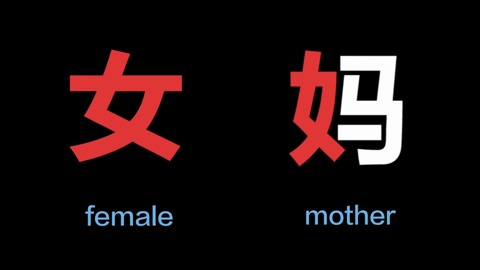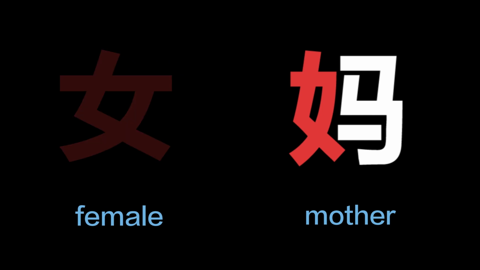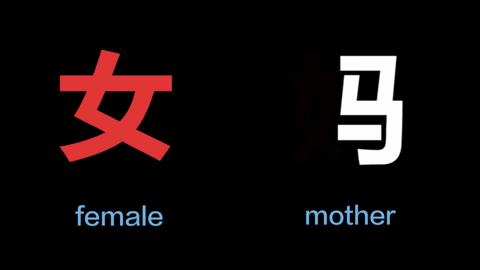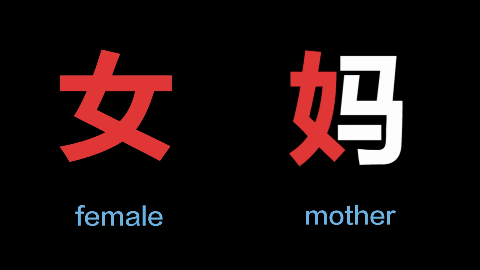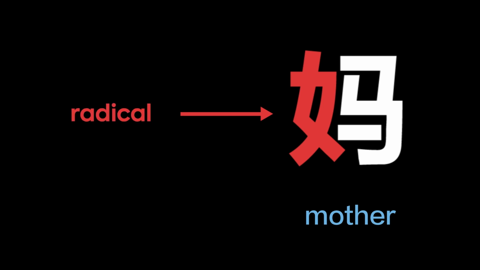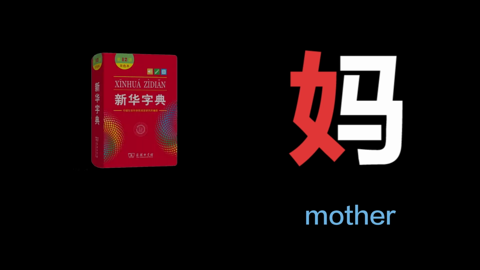This Chinese character means female, and this one means mother. As you can see, the female character is being reused in the mother character, which makes sense because a mother is a female. When a character is being recycled in another character and functions as a semantic indicator, it's called a radical.